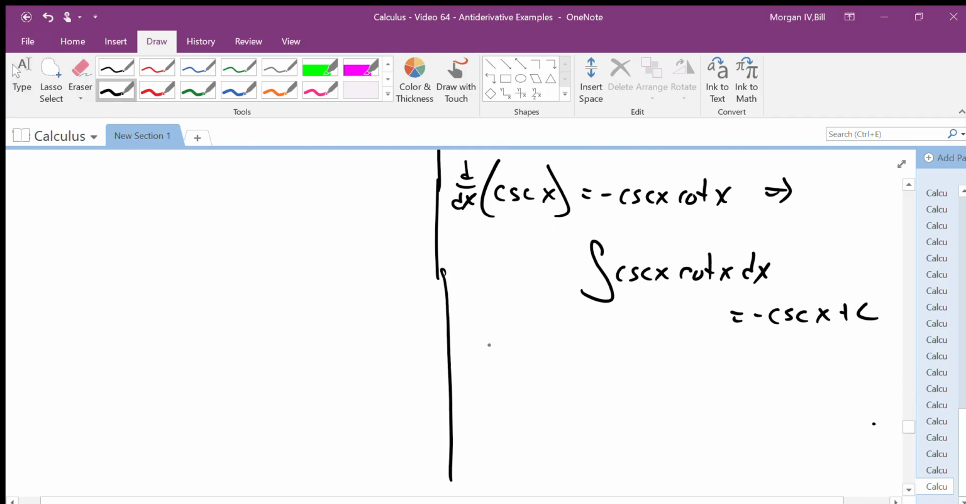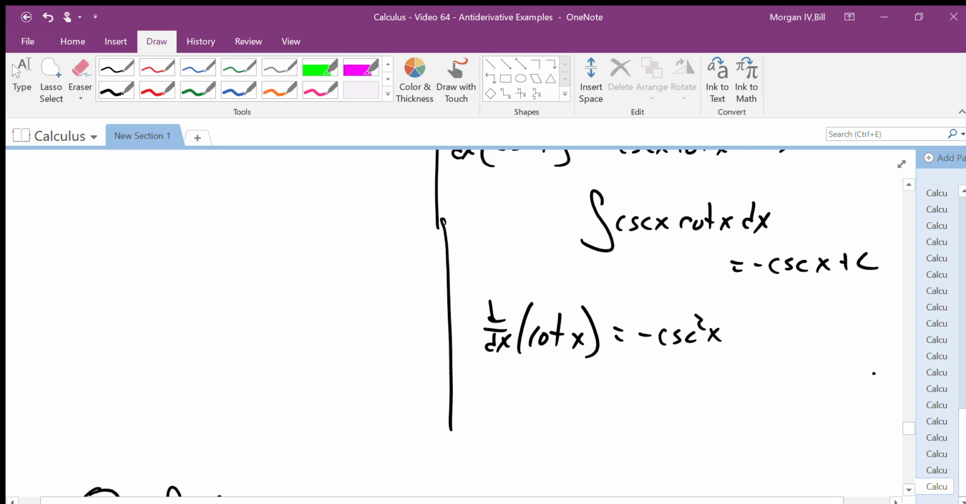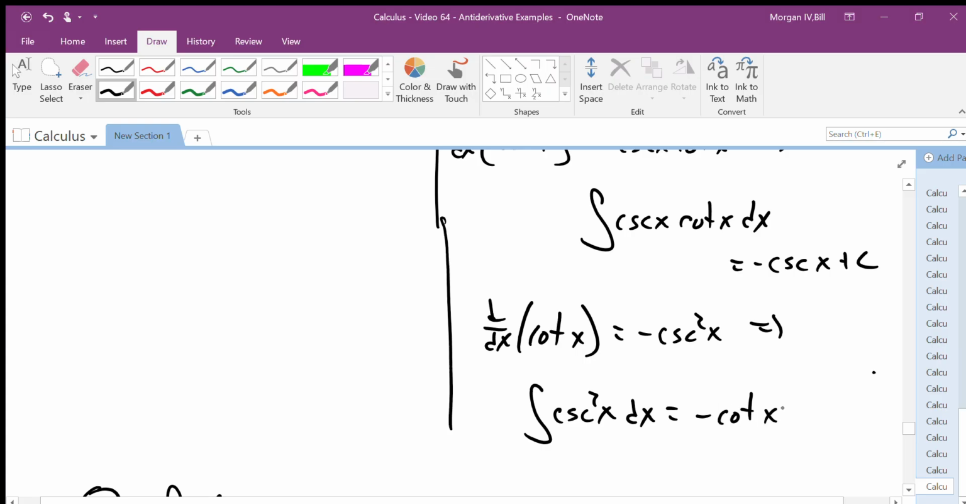And finally, since the derivative of cotangent of x is negative cosecant squared of x, we get that the integral of cosecant squared of x dx is negative cotangent of x plus c. I lost my dx there. We need to know those as well.